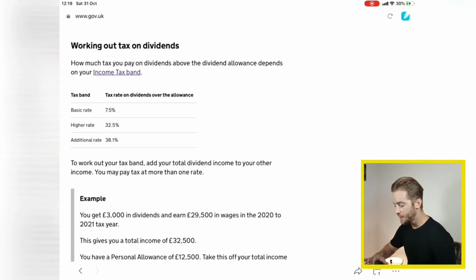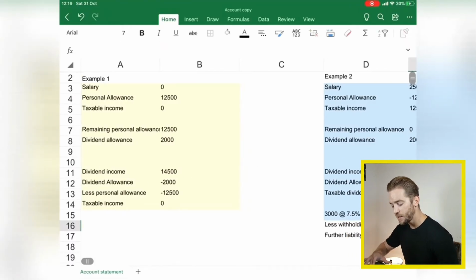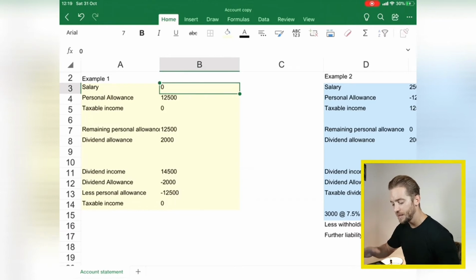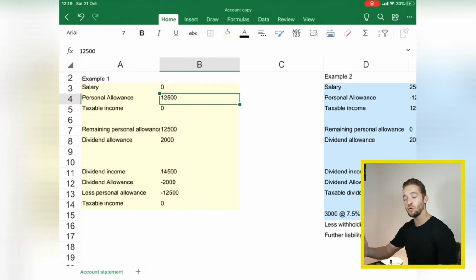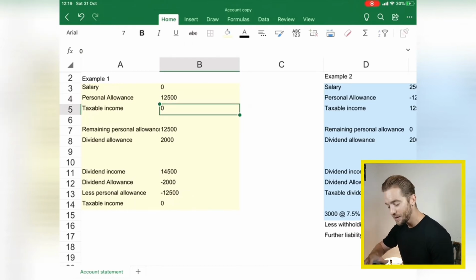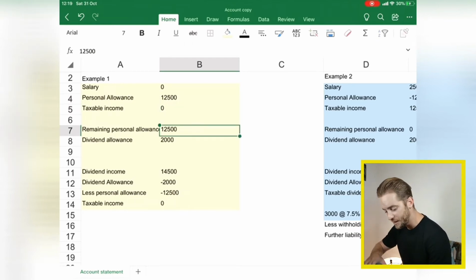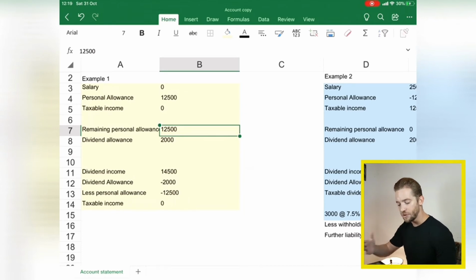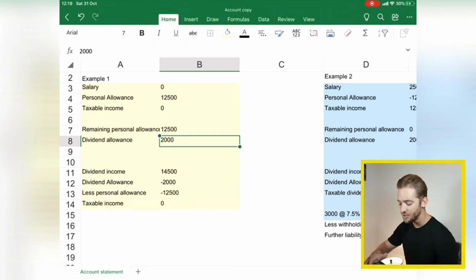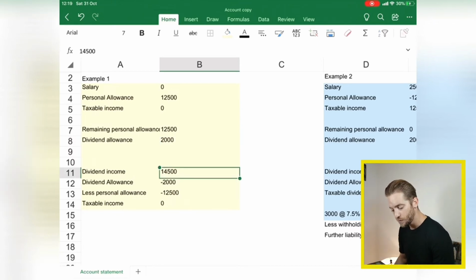And if we switch across to my examples, I'm going to run through these on screen for you. First up, example 1, somebody with no other sources of income, no salary. They have a personal allowance of £12,500, but it's not being utilised against their salary, so it can be carried forward and used against dividend income. You also have your dividend allowance, which we mentioned, of £2,000, which means that you can have dividend income up to £14,500, and you won't pay any dividend tax on that in the UK.